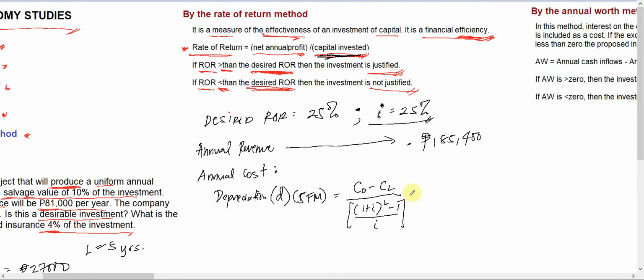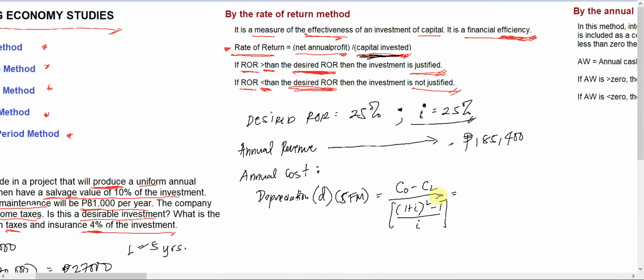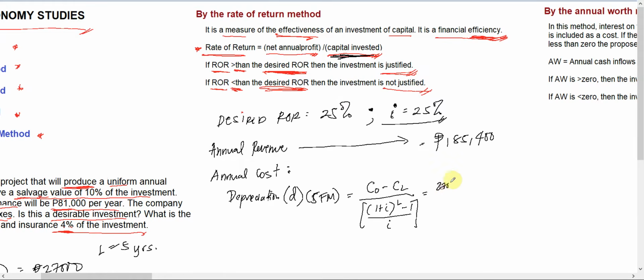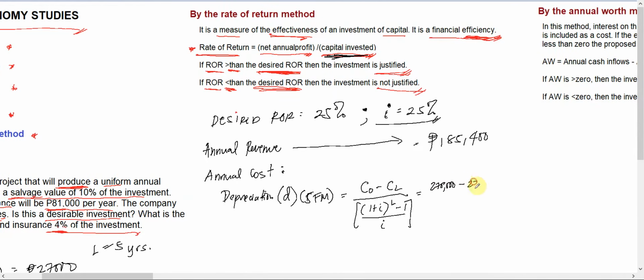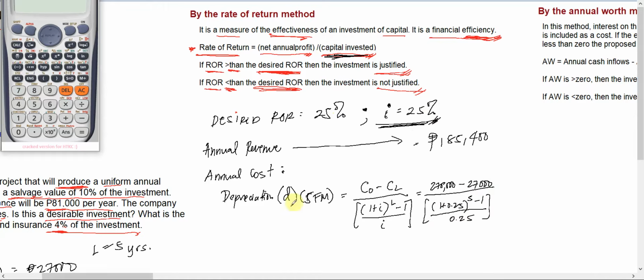So, masasolve na natin tong depreciation. So, the original cost is 270,000 pesos minus the salvage value na 27,000 pesos all over 1 plus 0.25. Again, kapag walang given na interest rate, equal lang natin yan sa rate of return. Raised to 5 minus 1 all over 0.25. Then, calculate lang natin.